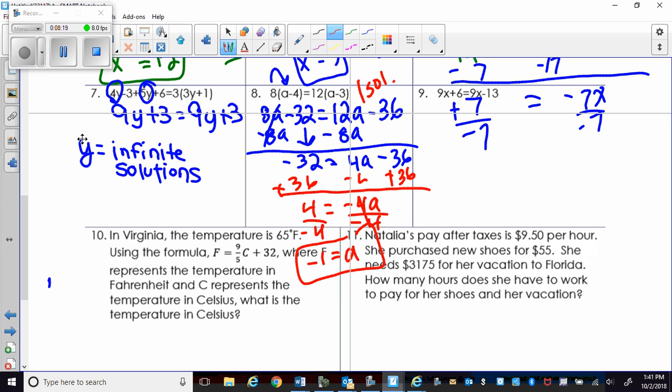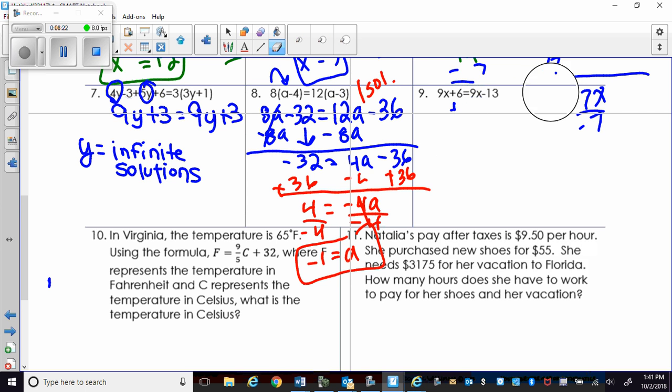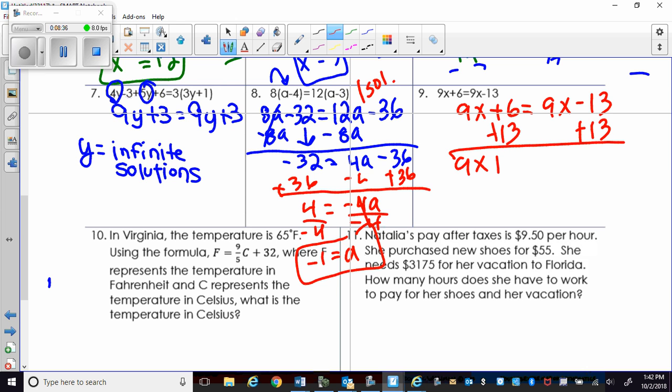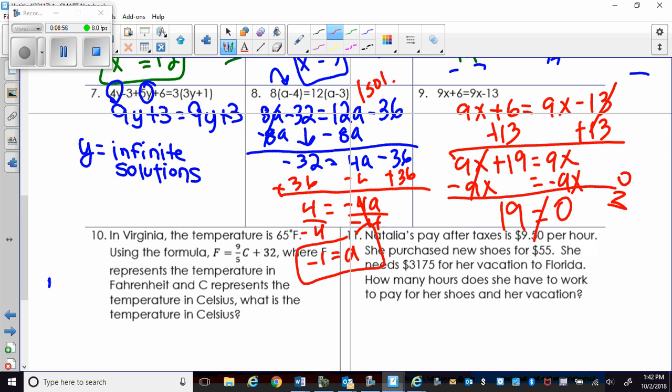Next one, number 9. Have 9x plus 6 equals 9x minus 13. I add 13 on both sides. I get 9x plus 19 equals 9x. This goes away. Subtract 9x on both sides. I get 19 equals 0. That's two different numbers. There is no solution here. No solution.